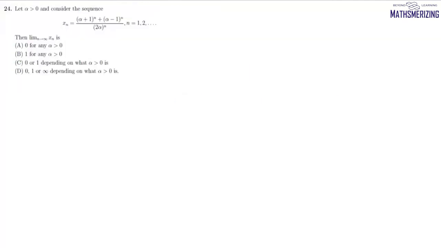Now question number 24 is: let alpha be greater than 0 and consider the sequence xn equals ((alpha plus 1) to the power n plus (alpha minus 1) to the power n) upon 2 alpha to the power n. Then limit n tends to infinity xn is. So we have to find this limit.